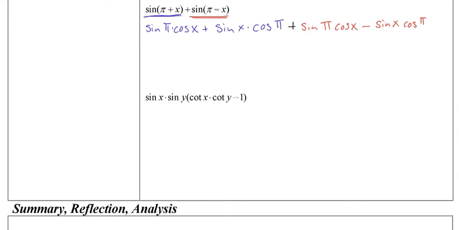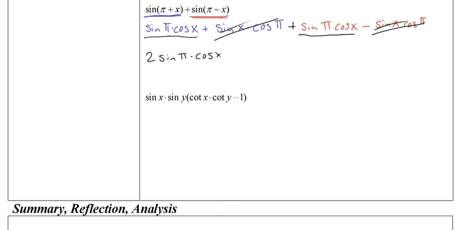All right, let's combine our like terms and work our way through. So let's see, we've got a sine of pi times cosine of x, and another sine of pi times cosine of x. So that's 2 times the sine of pi times the cosine of x. And then we have a sine of x times cosine of pi minus sine of x cosine of pi. So those ones will cancel each other out. Those will go down to 0 when we add them together. And we're left just with this right here.